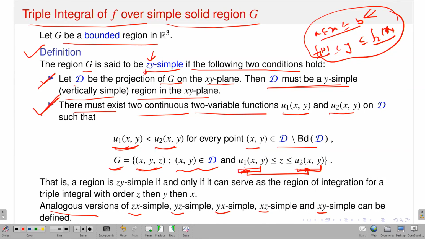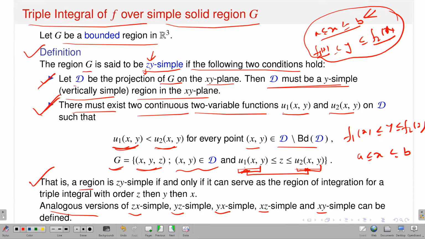If I take the projection in the xy plane, it will be vertically simple, that means y varies from some function of x to some function of x, and x varies from fixed a to b. Now you can see if I have a domain which is zy simple, and suppose my function is continuous, that means the triple integral exists, all the iterated integrals exist, and then you can guess in which order I have to perform the integral. That is exactly what I have written.